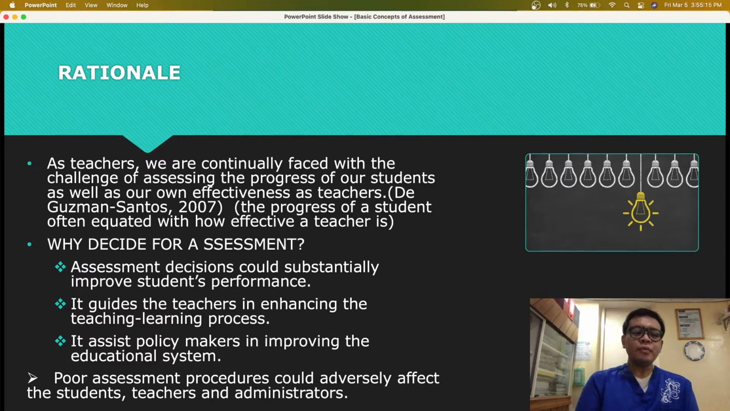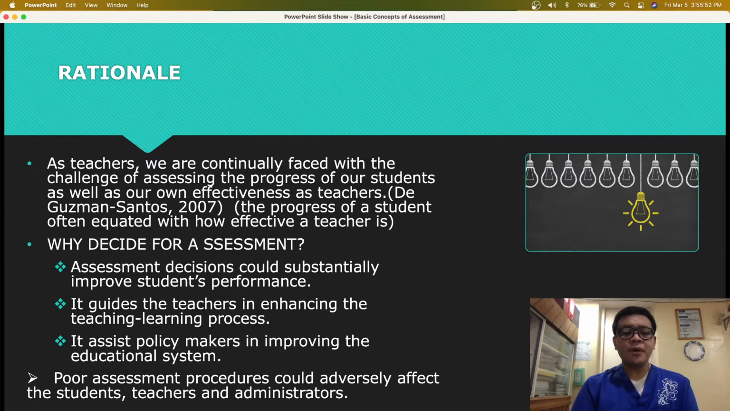So why do we decide for an assessment? First, assessment decisions could substantially improve students' performance. It guides the teachers in enhancing the teaching-learning process, and it assists policymakers in improving the educational system. So with this, we have to make sure that as teachers we will be able to provide proper guidance for our students in order for them to show their performance based on what they're showing and based on what we are also teaching.